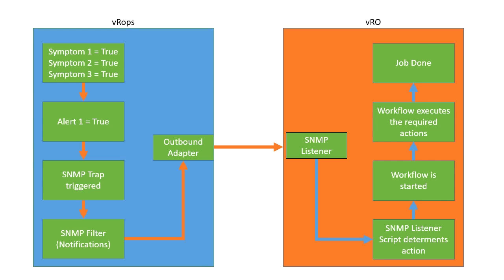So that brings us to the how. First off, if we look at how things actually get executed, we start up here by looking at what needs to happen to trigger an alert, which is what we base our SNMP traps on. So we have a set of symptoms. A symptom can be anything.